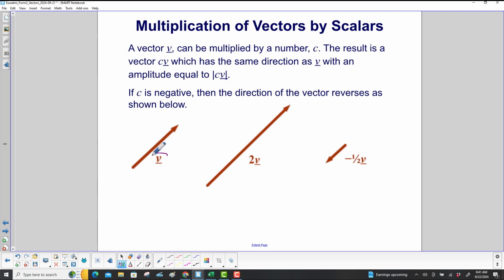So what do we have here? Here's v. We multiply it by 2, and it's in the same direction, but the magnitude is doubled. In this case, the magnitude is cut in half from the original v, so hopefully you can see how this is half of this. And then since it's a negative, the direction of the vector reverses, so it's pointing in that direction here.